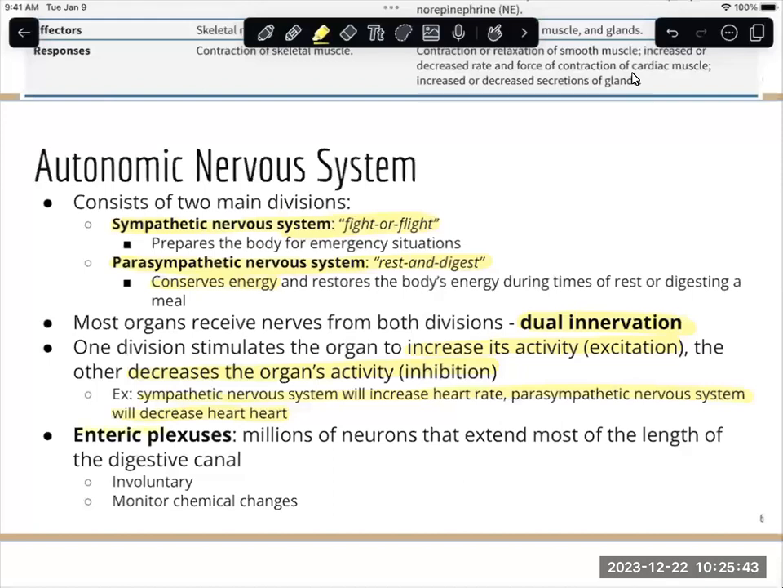Then we have that enteric plexus. Again, we mentioned it in chapter 12. It's back. This is lining that digestive canal. Again, it is involuntary. We do not have control over this. And it's monitoring the different chemical changes in the digestive tract.